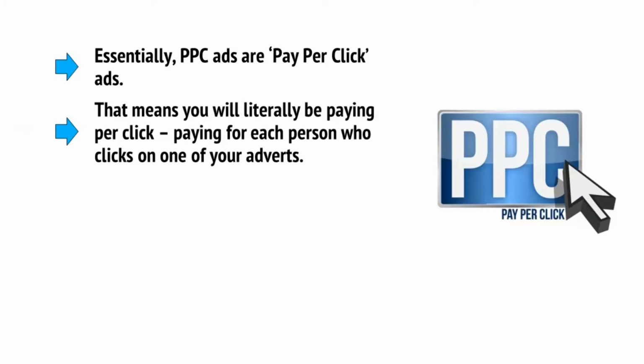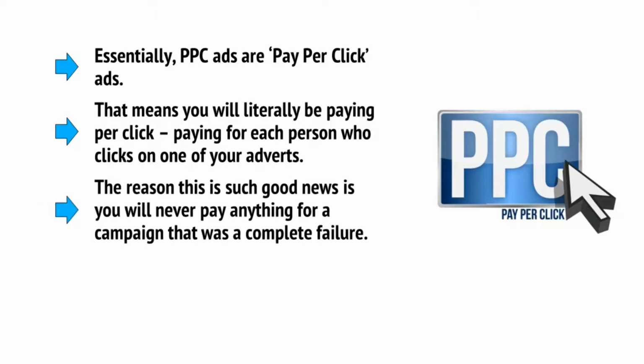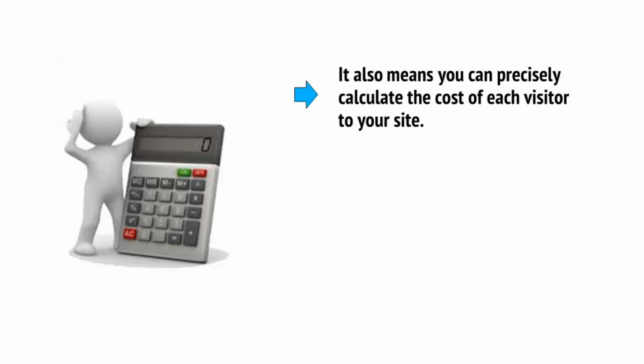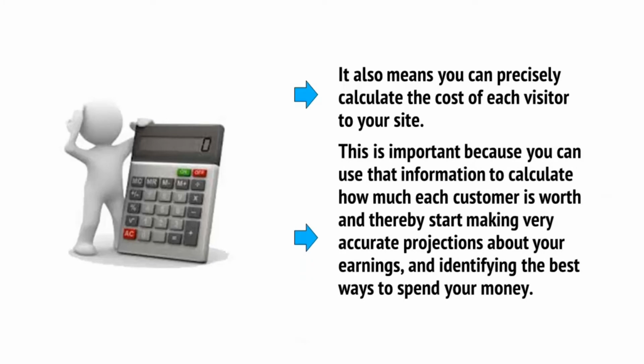That means you'll literally be paying per click, paying for each person who clicks on one of your adverts. The reason this is such good news is that you'll never pay anything for a campaign that was a complete failure. If you create an advertising campaign for Bing and not one person looks at it, then it will literally cost you nothing. It also means you can precisely calculate the cost of each visitor to your site. Now, this is important because you can use that information to calculate how much each customer is worth and thereby start making very accurate projections about your earnings and identifying the best ways to spend your money.